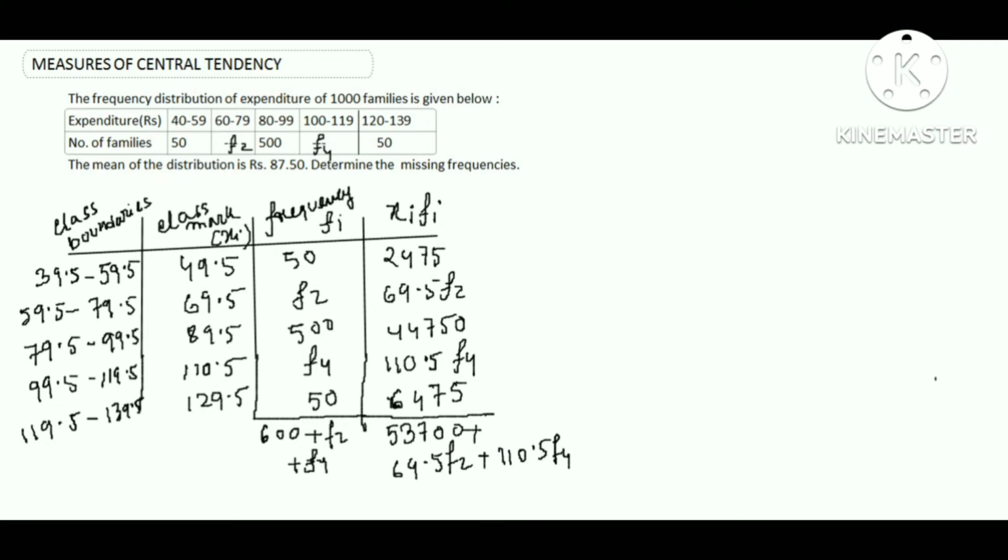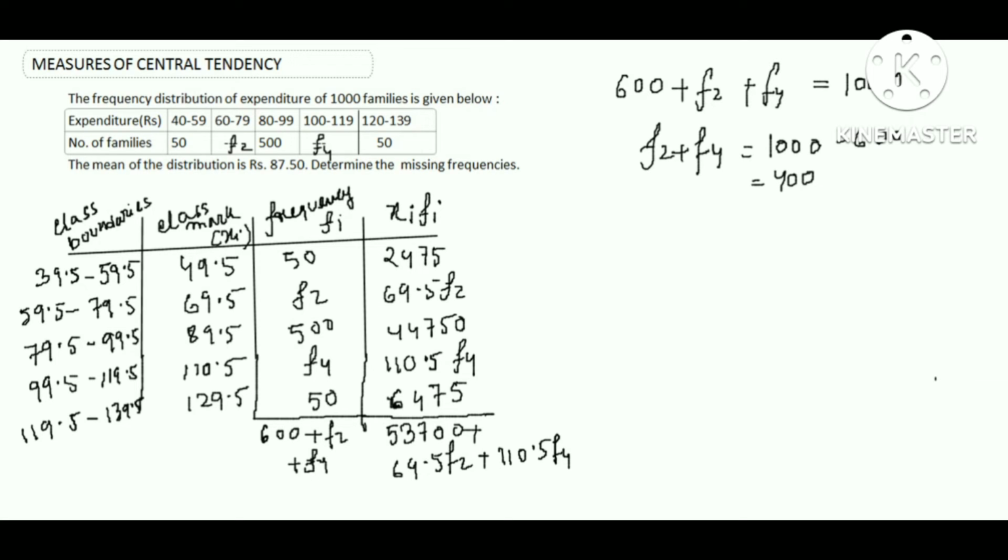Now we have given that the total number of frequency is 1000. So we can write that 600 plus F2 plus F4, that means total frequency is equals to 1000, or from here we can find F2 plus F4 equals to 1000 minus 600, that means equals to 400. Or we can write F2 equals to 400 minus F4 and mark it as the equation number 1.